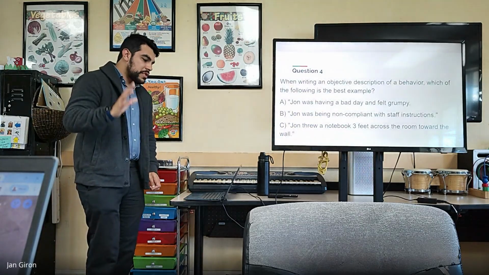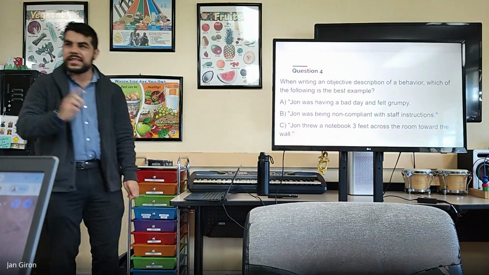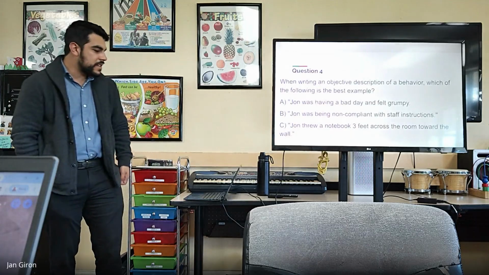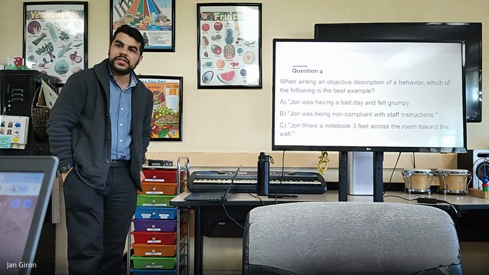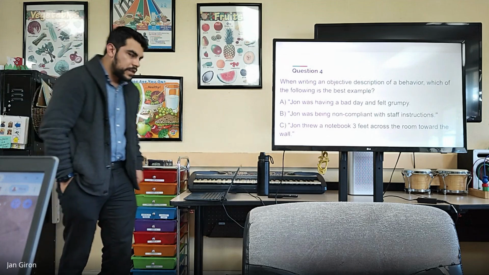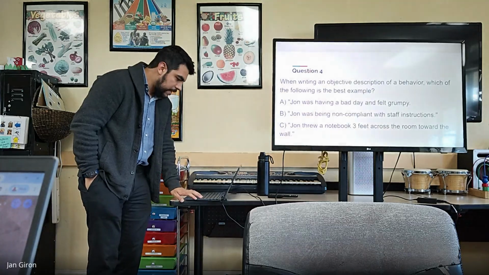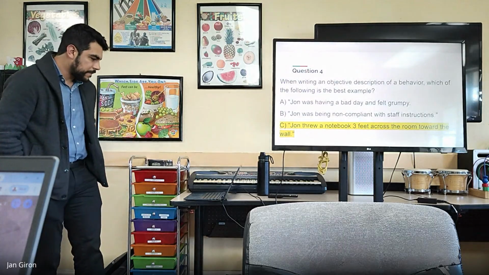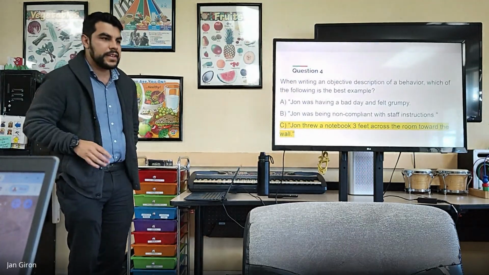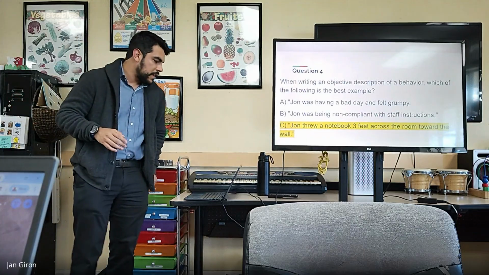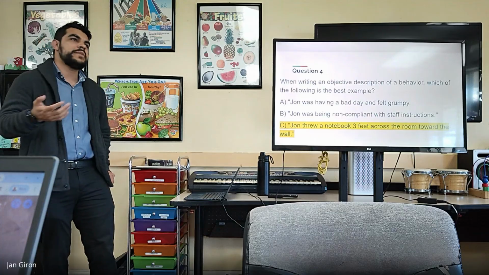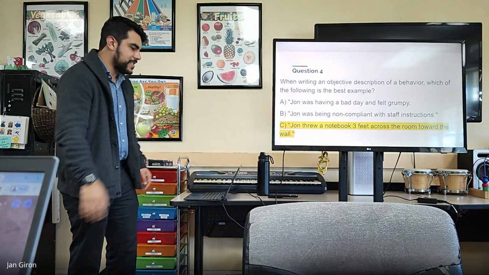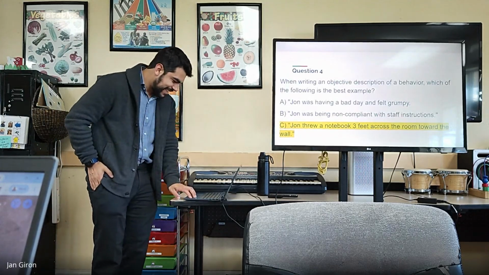When writing an objective description of a behavior, which of the following is the best example? John was having a bad day. John was not compliant. John threw a notebook. Hearing C. Yeah, I think so. And you guys would be right. Yes, it is C. Specific. Yes, it's specific. Anybody can observe it. I mean, it's really hard to observe somebody having a bad day because you're not with them the whole time. But that's a situation for another time.